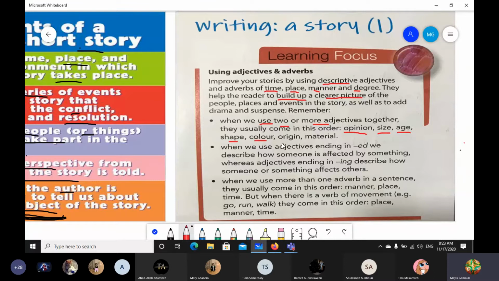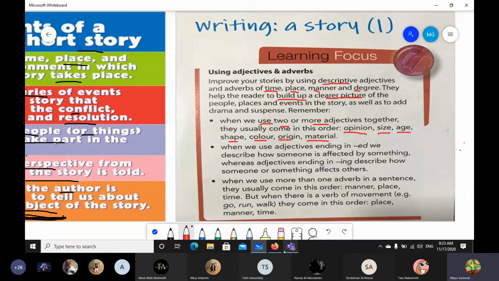Then the color, then the origin, from where I got it, what is its origin, and then the material, the stuff, the things that are made of. Thank you, Abdullah. Let's go to another student.